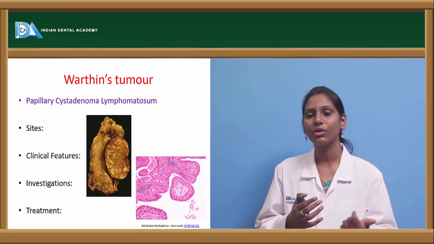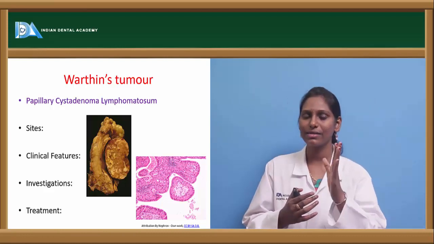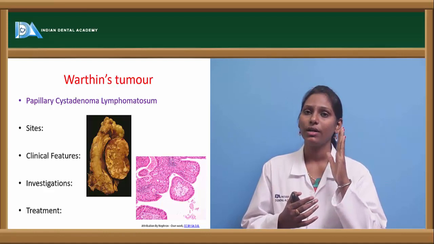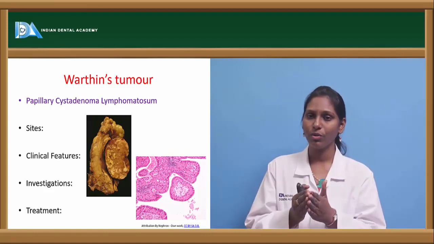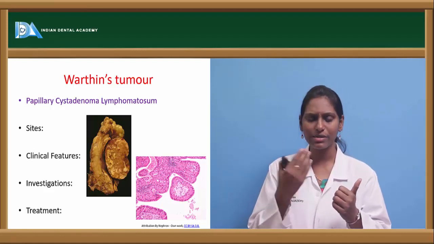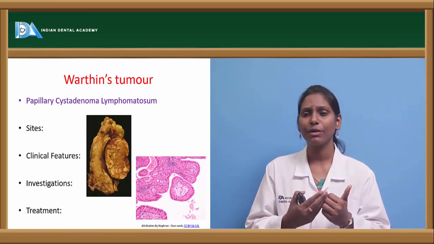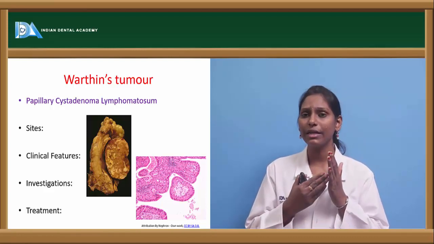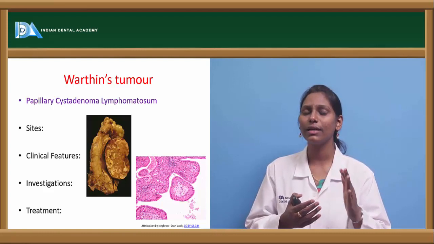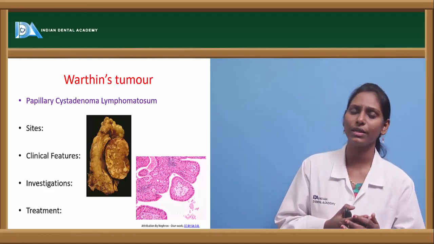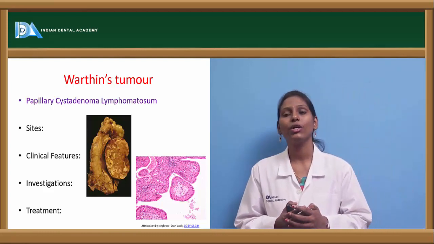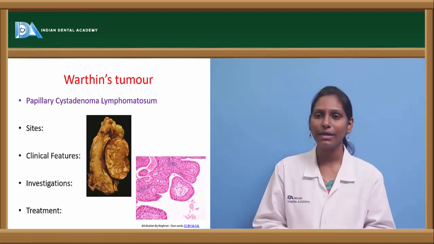In case of palatal growth, nicely do an excision deep into the periosteum and up to the bone level. Excise all the tumor tissue from there. If at all the tumor is invading the underlying bone, then the underlying bone also has to be removed in these cases. Now, the next tumor is Warthin's tumor.